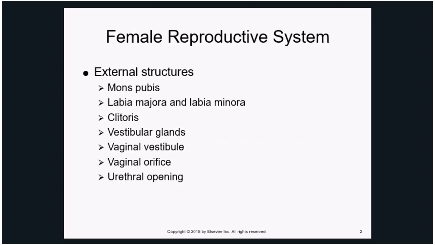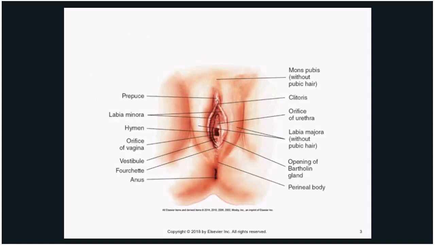The female reproductive system includes the external structures: the mons pubis, labia majora, and labia minora, the clitoris, the vestibular glands, vaginal vestibule, the vaginal orifice, and the urethral opening. Second page is the anatomy of the female external, where you'll find the mons pubis, the orifice of the urethra, and the vagina.